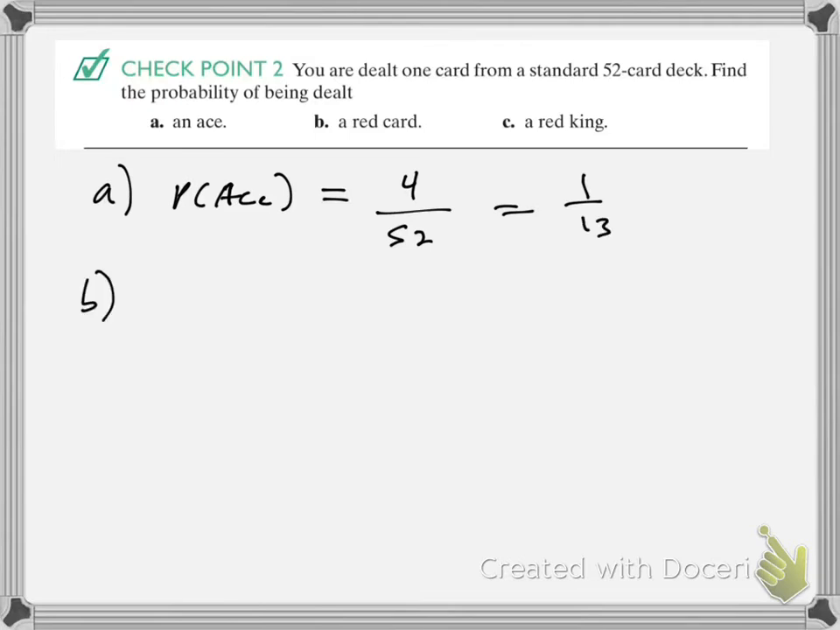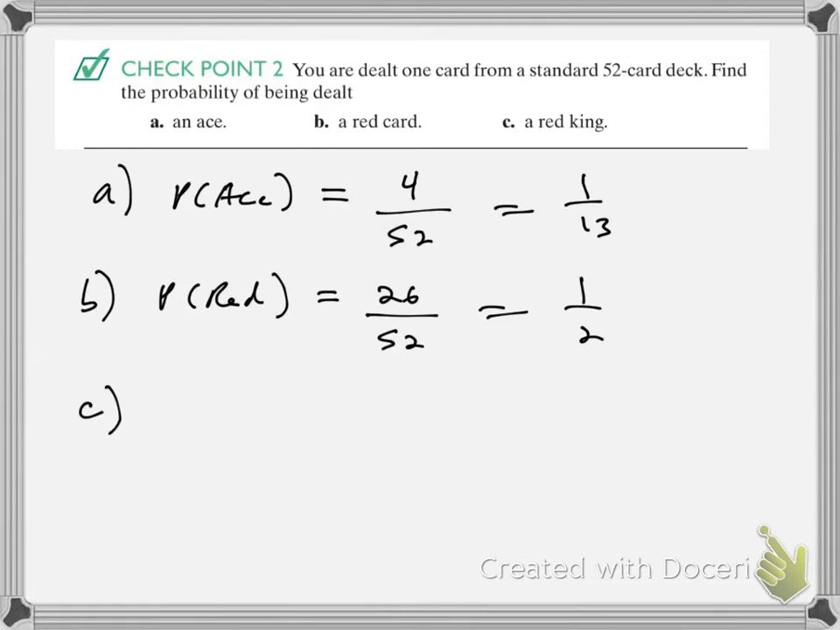Find the probability of a red card. Well, half the deck is red. Is that correct? So there are 26 red cards, and there are 26 black cards, and there's 52 total cards. So this is desired outcomes divided by possible outcomes. Again, that's 1/2. You have a 50-50 chance of pulling out a red card.